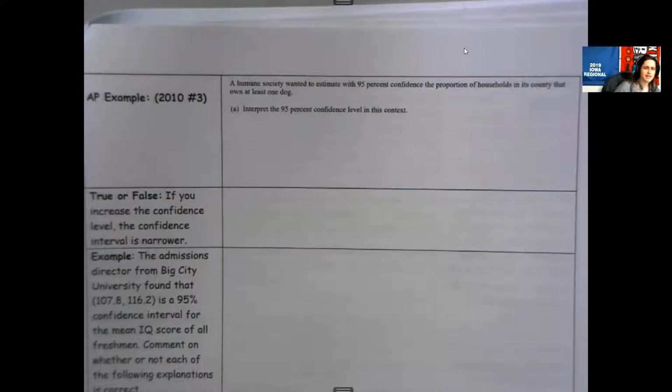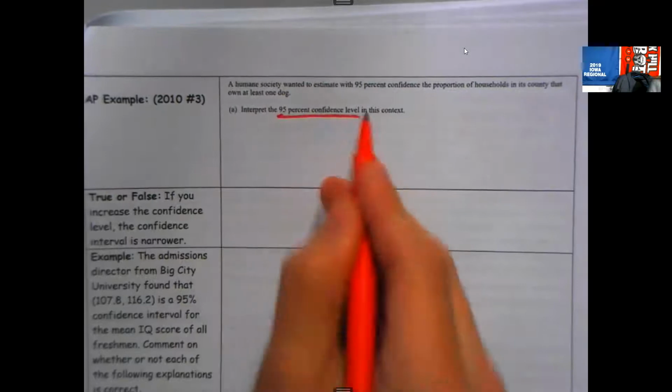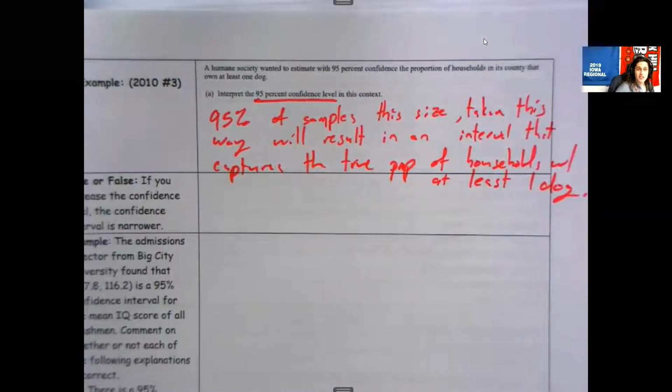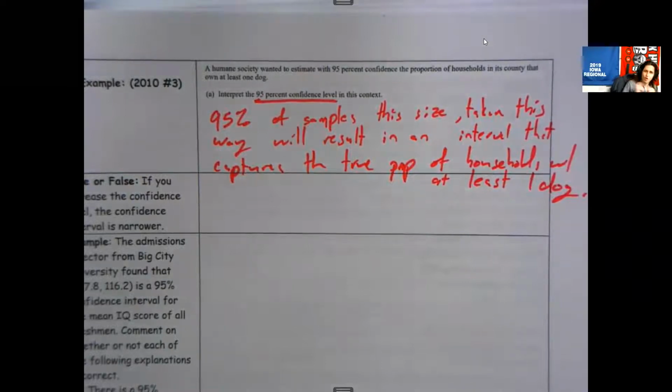Go back and use that template from the previous page to interpret the 95% confidence level of that dog interval. Not the interval, but the level. Take a moment to do that. I'm going to pause. When you come back, after you unpause, you'll see the answer sitting right here. All right, 95% of samples this size, taken this way, will result in an interval that captures the true proportion of households with at least one dog. How often does the method work?